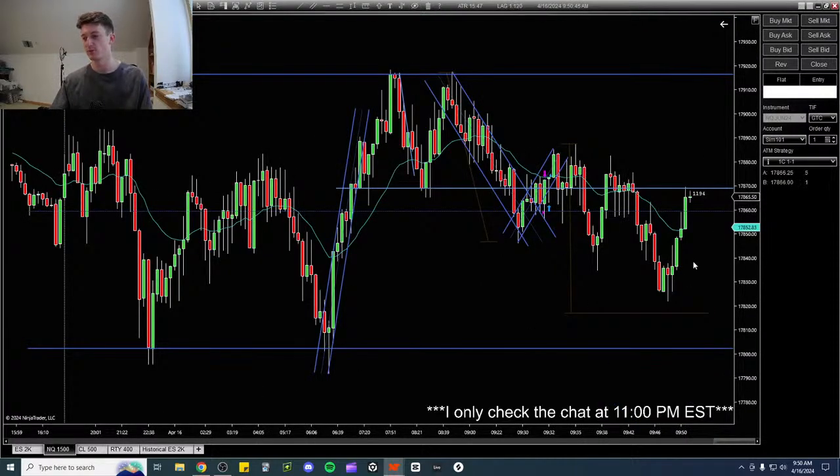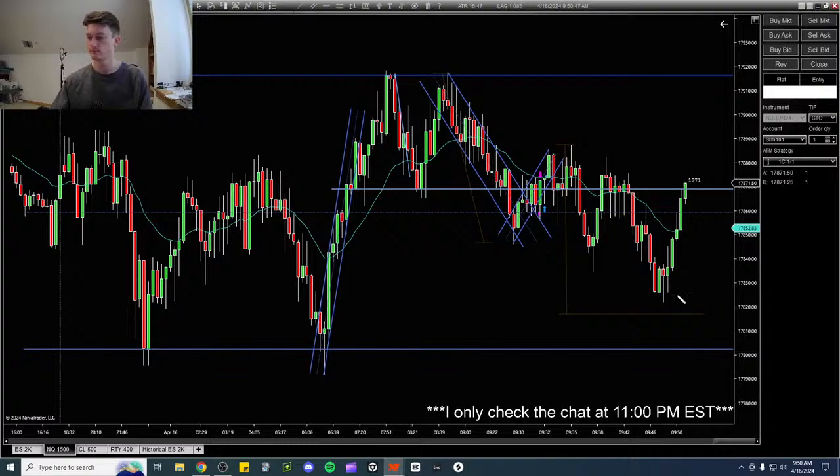Finding some strong up movement on NQ. And the ES as well.